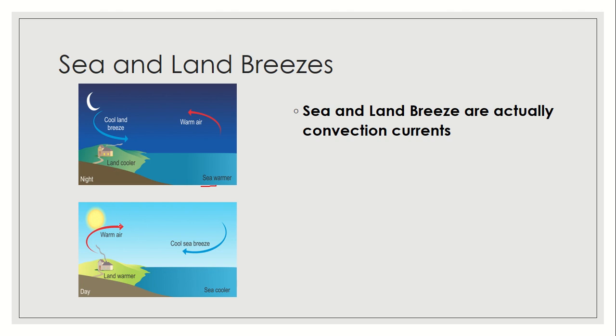So let's compare to day first. What happens is basically the land gets heated up faster than the water, because the water has the higher heat capacity. So the warm air above the land will rise up, so there would be an empty space over here, and then the wind from the sea will come here, and this is what we know as sea breeze. This is in the case of day.